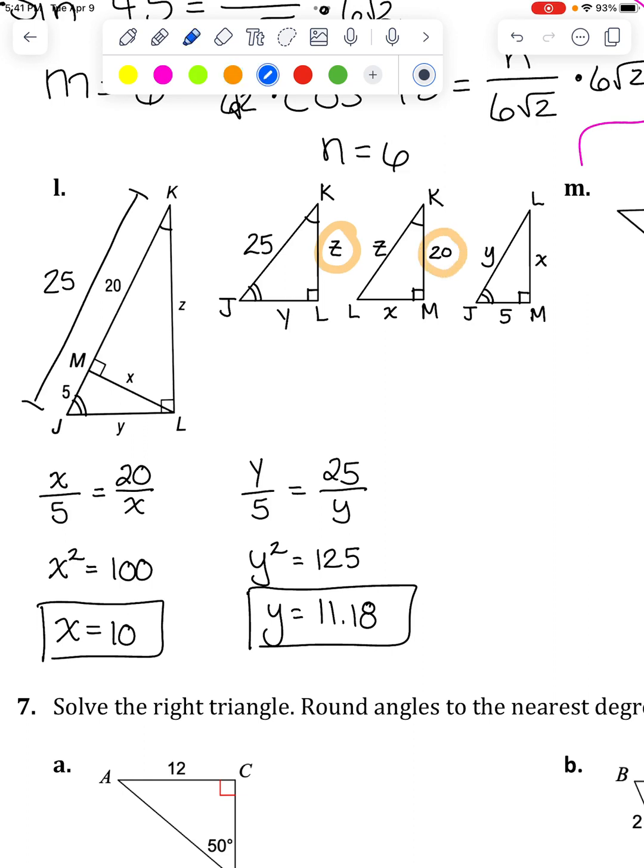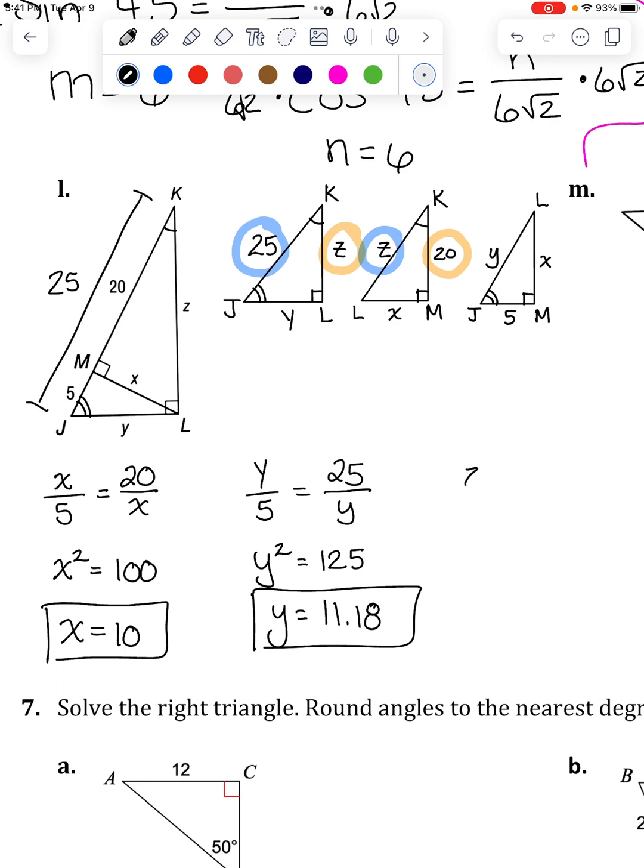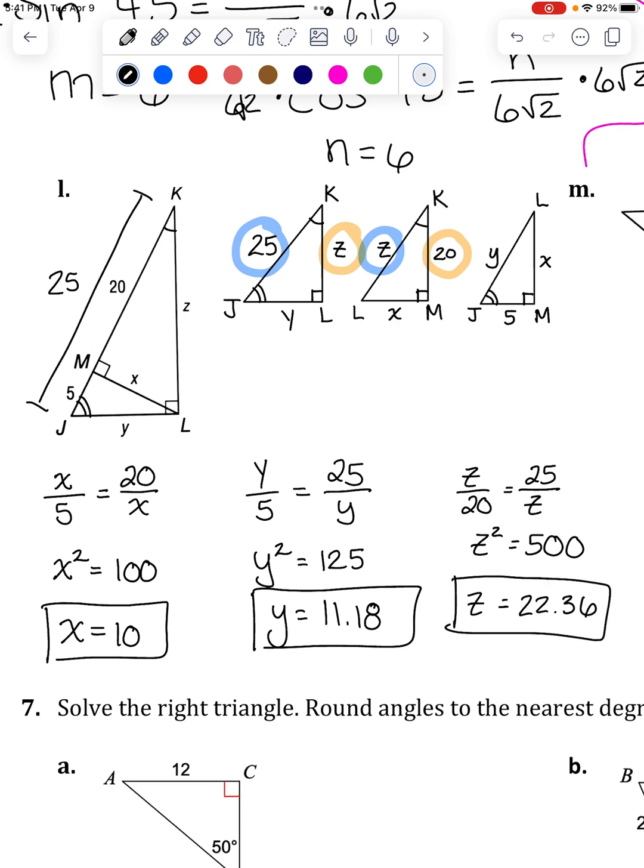Last but not least, I want to solve for Z. Z goes with the 20, and I can put the 25 with the Z between those 2 triangles. Make sure when you're making your proportions, you're only working with 2 triangles at a time. Z over 20 equals 25 over Z. 20 times 25 is 500. And the square root of 500 is 22.36.